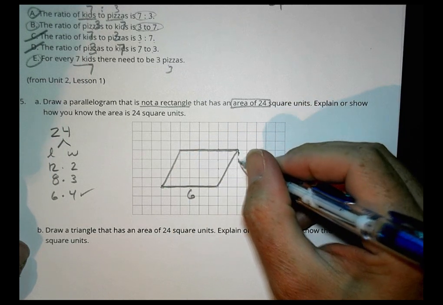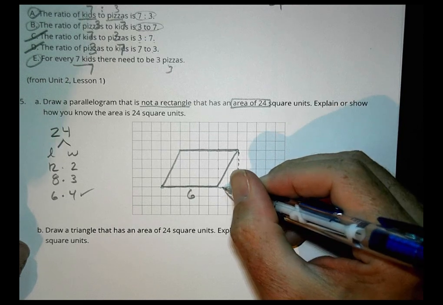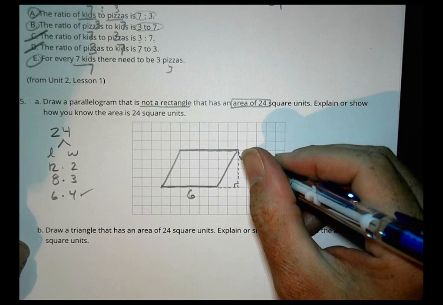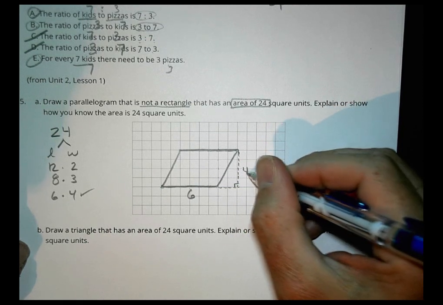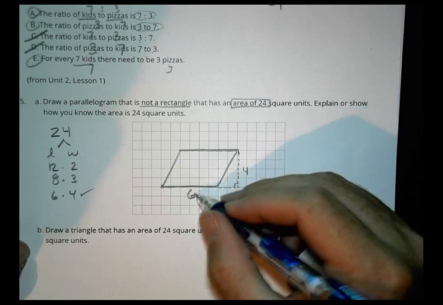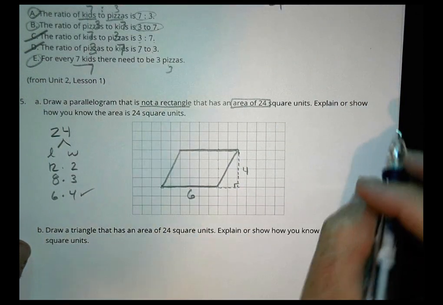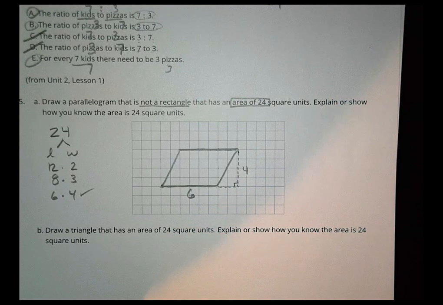My height, though, on a parallelogram will come down to this spot, right? And that has a height of 1, 2, 3, 4. So now I have an area of 6 by 4 is 24. The parallelogram is going to be just what I need it to be.